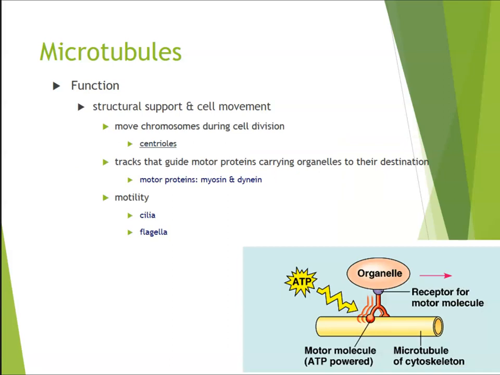The job of a microtubule is to maintain structural support and for movement inside the cell. They move the chromosomes around during cell division. This is what the centrioles are actually made of, microtubules. They provide the tracks that guide motor proteins that carry organelles to their destination. So if you have something that's being exported out of the cell, it would be carried along a microtubule in order to make it to the cell membrane so it can leave the cell. And then cilia and flagella are both made of microtubules.